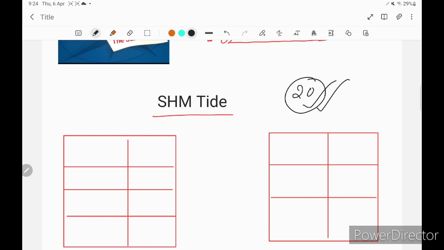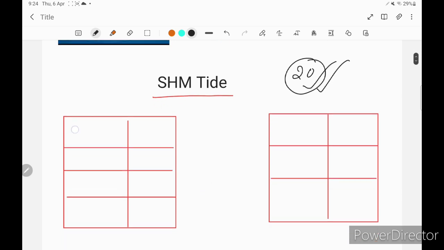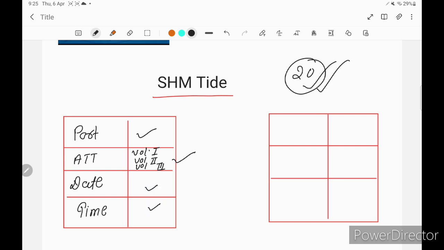First, you have to make a diagram. Whatever is given in the SHM, you have to make the diagram in tables so that you can fill in the values and you don't miss any steps. In my first table, I write the port, whatever port is given in the examination, then the ATT, as we have three ATT, as per the point of examination view. Whatever is asked in the question, which volume you have to write, then the date, what date is being asked, and what time the tide is being asked for. So you have to write these three things. So your first table is completed.